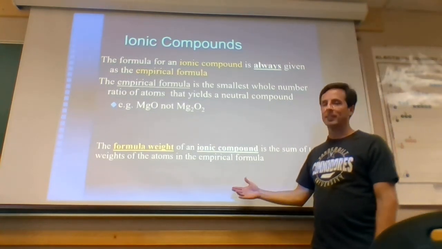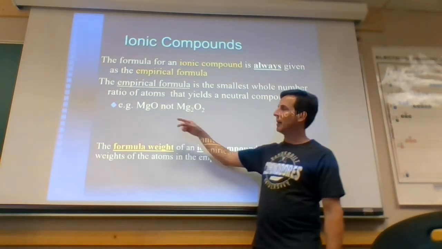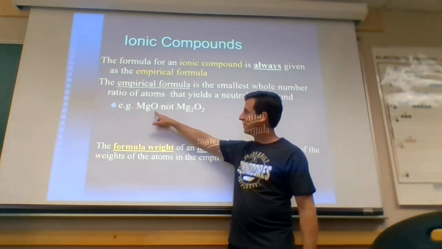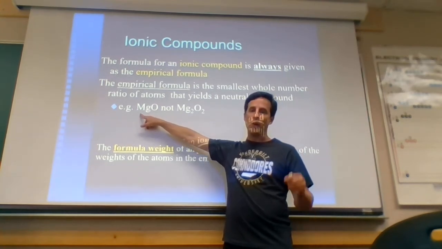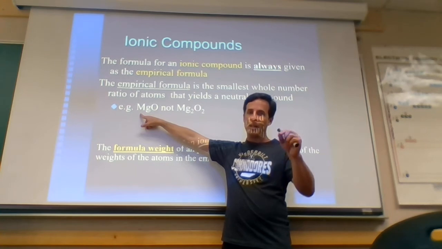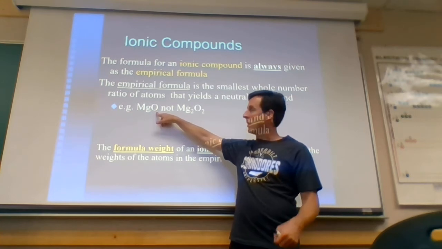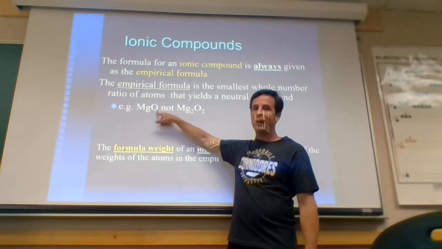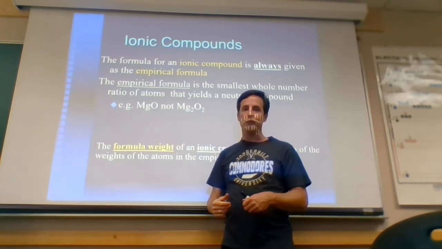And then the formula weight, just like the molecular weight, is just going to be the sum of the weights in the empirical formula. So for magnesium oxide, this is the correct formula. I would look, magnesium's weight is 24.3. Again, I'm going to keep one decimal place because that one's not a whole number. Oxygen is pretty much 16. So 24.3 plus 16. The formula weight of magnesium oxide would be 40.3.